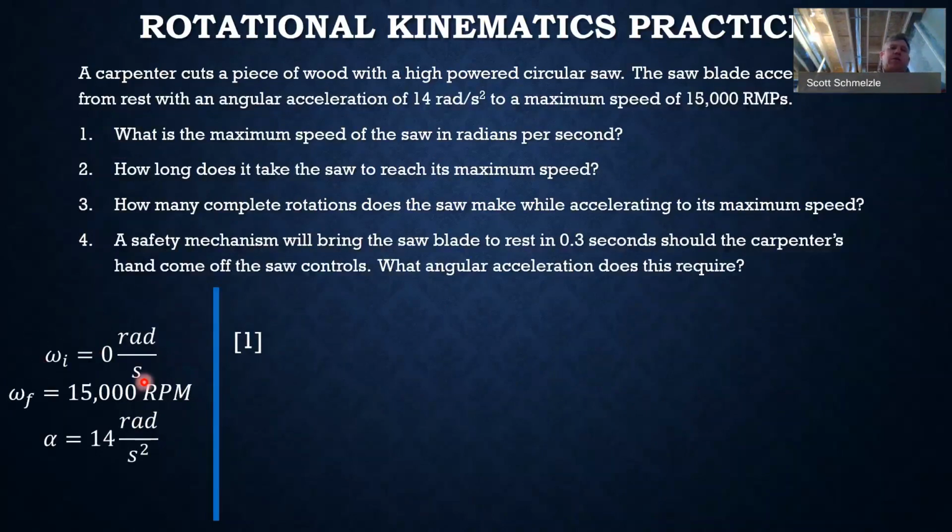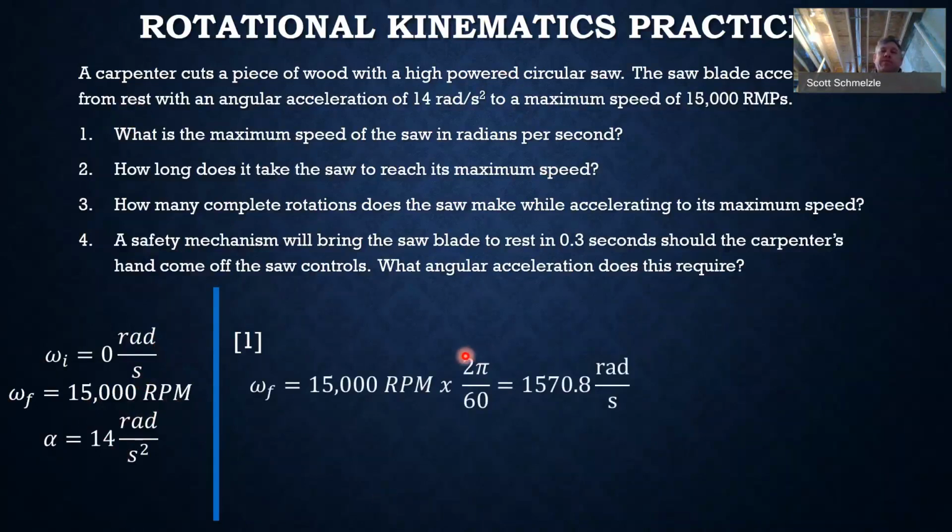So angular initial velocity is 0, right? Accelerates from rest. Our final angular velocity is 15,000 RPMs. That one doesn't work, as you see in part 1. And then our angular acceleration is 14 radians per second squared. All right. So for us, we want the maximum speed in radians per second. Right? So we take our 15,000 RPMs, multiply them by 2 pi. That gets the revolutions into radians. Divided by 60, that gets the minutes into seconds. And we get 1,570.8 radians per second.